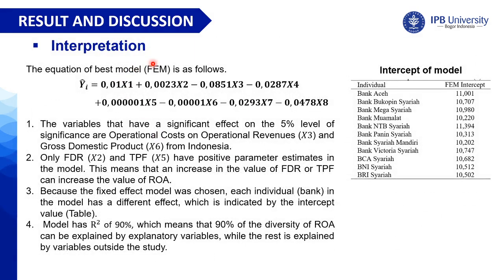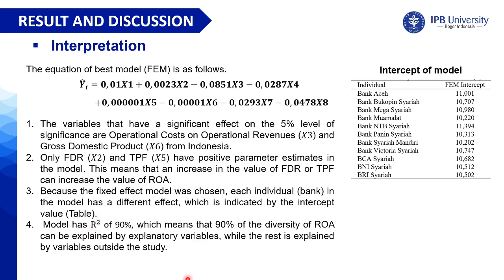The variables that have a significant effect at the 5% level of significance are operational cost on operational revenues and gross domestic product of Indonesia. Only FDR and TPF have positive parameter estimates in the model. This means that an increase in the value of FDR or TPF can increase the value of ROA. Because the fixed effect model was chosen, each individual in the model has a different effect, which is indicated by the intercept value shown in the table beside.